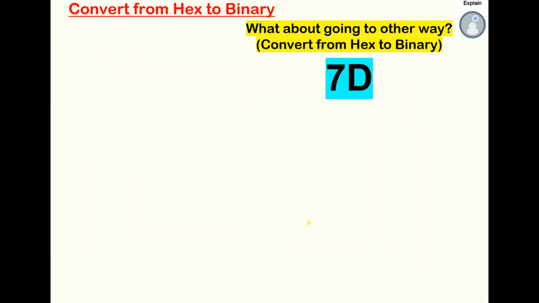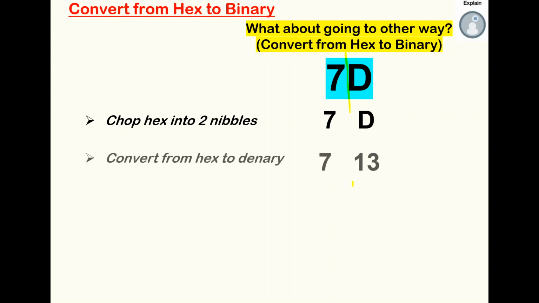How about going the other way? What if you've got to convert the hexadecimal number back into binary? Well, the first thing we do, we take our number and we chop it into 2 parts, chop it down the middle. So we chop into 2 nibbles, 7 and D. We then work out what that is in denary. So 7 is 7, D is 13, remember. 10 is A, 11 is B, 12 is C, D is 13.